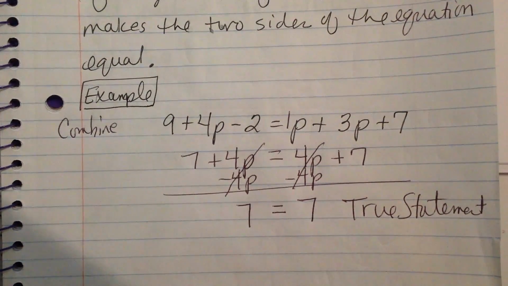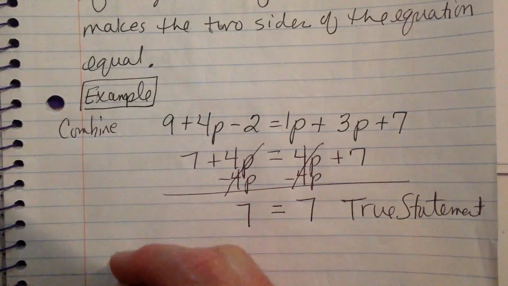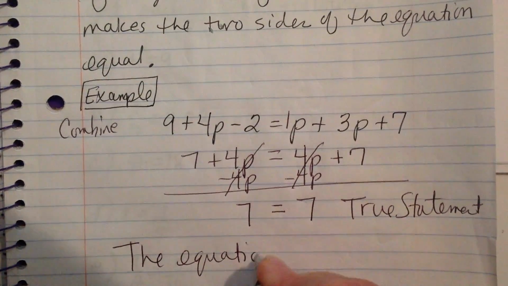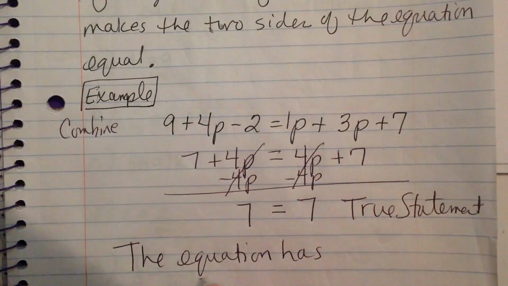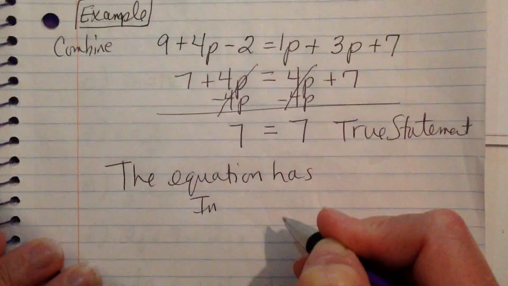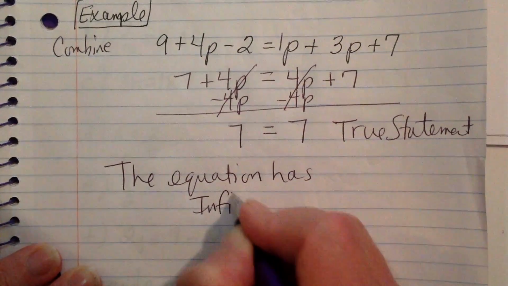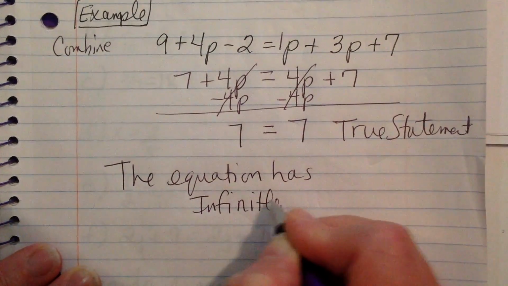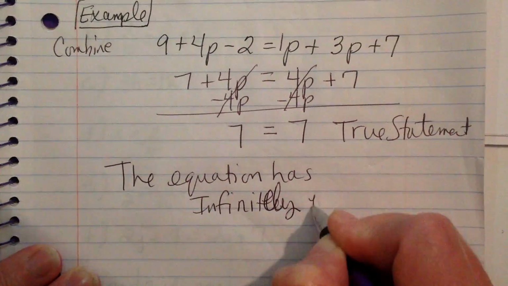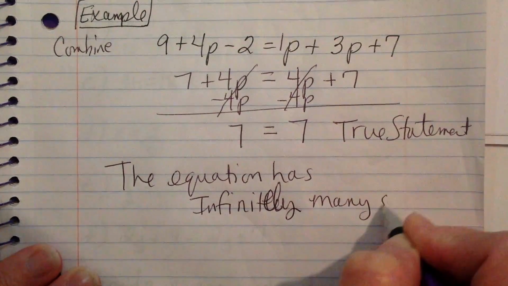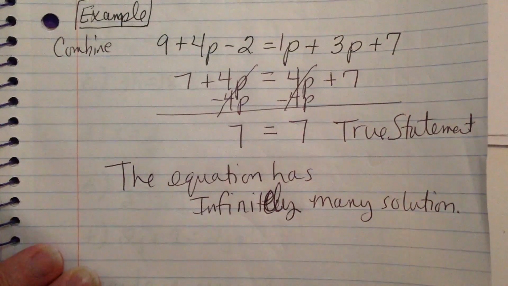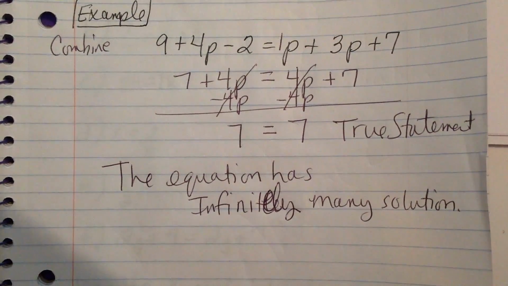Therefore, when the variables cancel and the two numbers do equal, the equation has infinitely many solutions. So your answer to this problem would be infinitely many solutions.